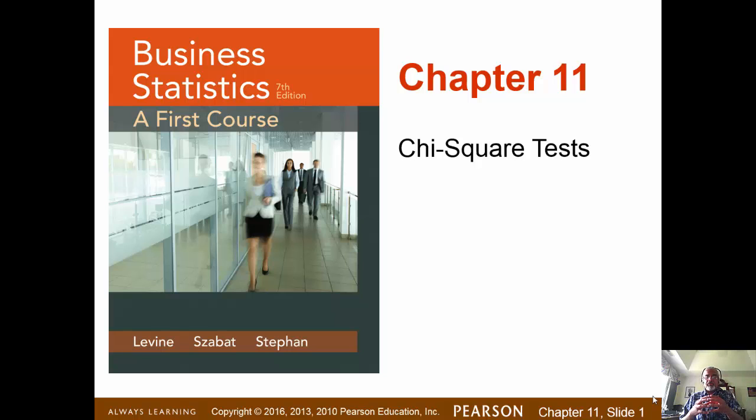In chapter 9, we looked at a single population. In chapter 10, we looked at two populations. Each is a proportion population, meaning that you have a population proportion for population 1 and a population proportion for population 2, pi sub 1 and pi sub 2, and we want to test whether the two pi's are the same or not. In that chapter 10, we used a z-test.